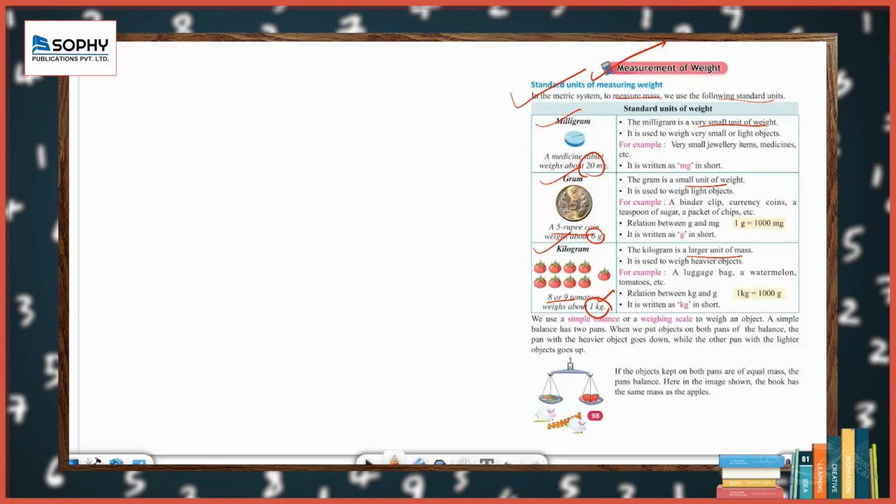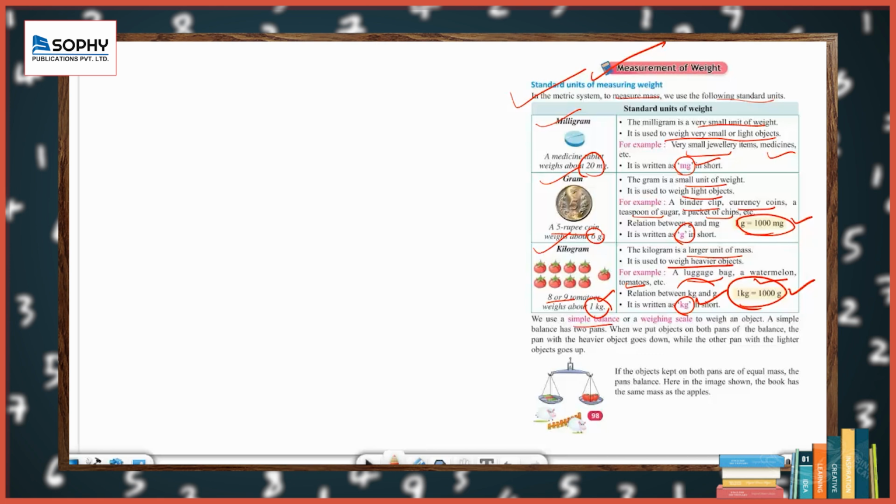Milligram is used to measure very small or light objects. Gram is used to weigh light objects and kilogram is used to weigh heavier objects. For example, students, very small jewelry items, medicines, and we write it as mg in short. For gram, a binder clip, a currency coin, teaspoon of sugar, packet of chips, and the relation between gram and milligram is 1 gram is equal to 1000 milligram. We write it as g in short. Now, for example, a luggage bag, a watermelon, tomatoes, they are all examples of kilogram. 1 kilogram is equal to 1000 gram is the relation between kilogram and gram, and we write it as kg in short.